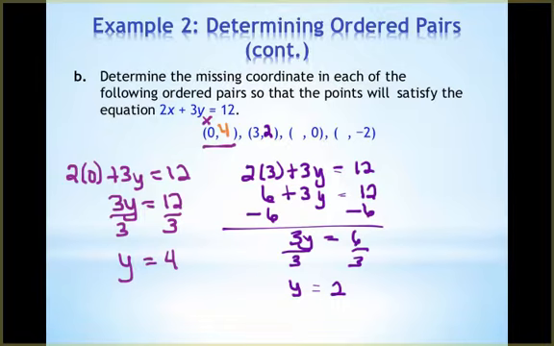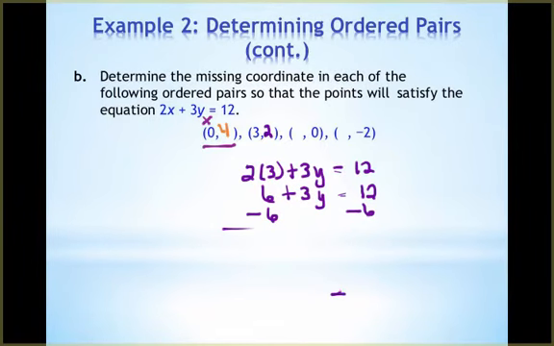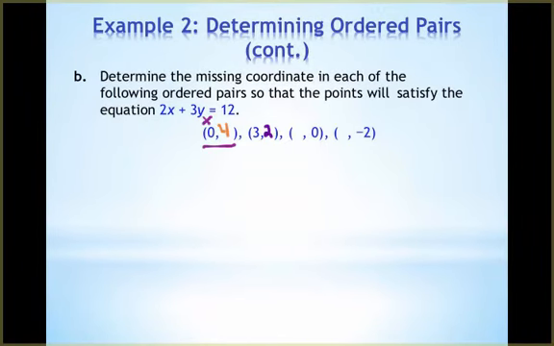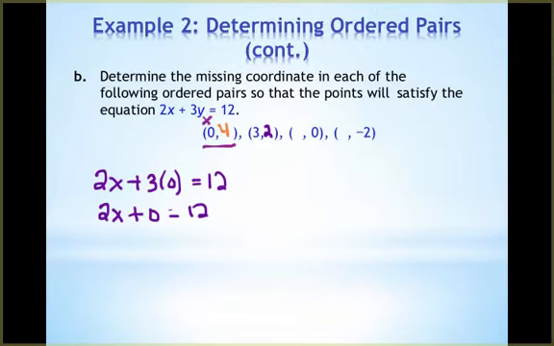Now, on the next point, we know the y value. So we're going to solve our equation with a y value of 0. So if we take 2x plus 3 times 0 and set it equal to 12, we get 2x. 3 times 0 is 0. So 2x plus 0 equals 12, or just 2x equals 12. And we'll divide by 2, and x is 6. So when my y coordinate is 0, my x coordinate is 6.